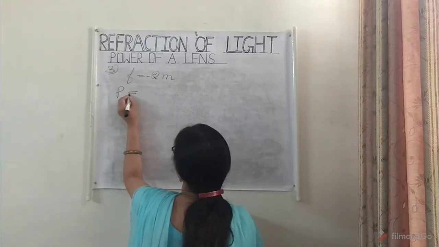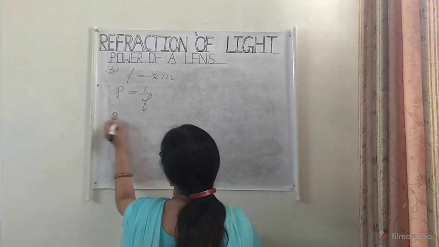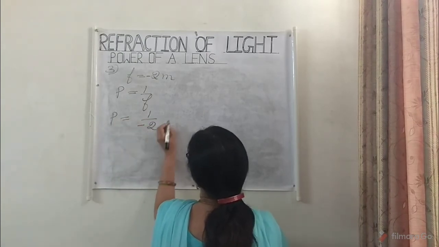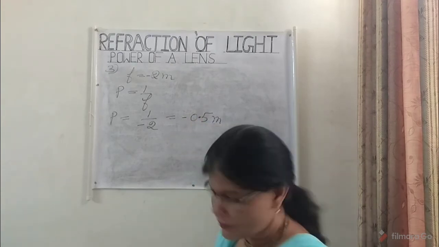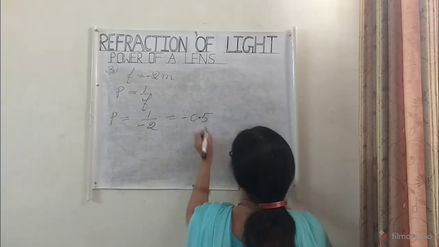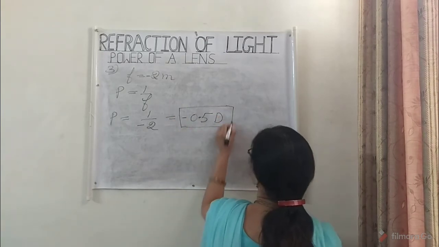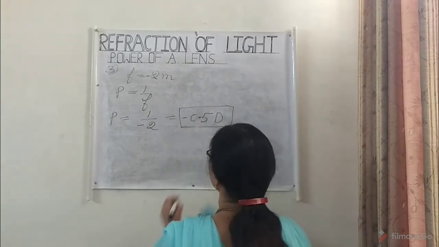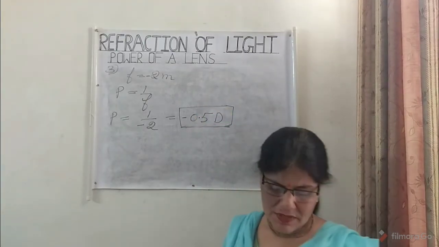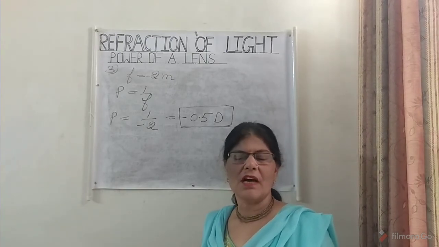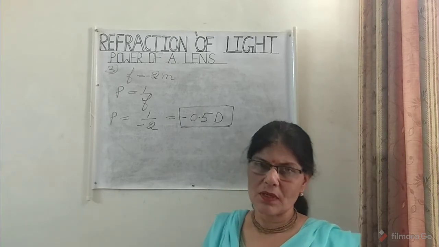So power is equal to 1 upon F. So P is equal to 1 upon minus 2, that is minus 0.5. Not meter, the unit of power is diopter. That is minus 0.5 diopter. Our power comes with a negative sign here. Negative sign of power indicates that our lens is concave lens. Positive sign of power indicates that our lens is convex lens.